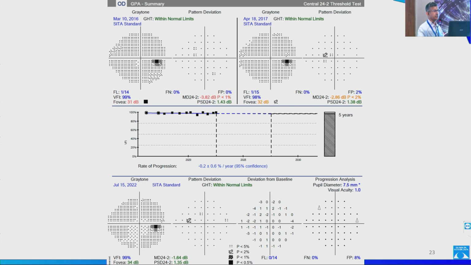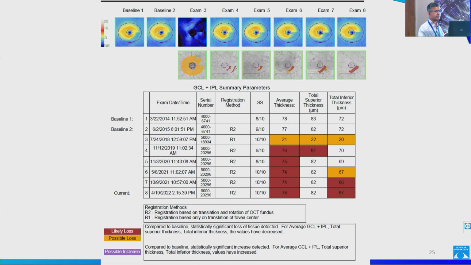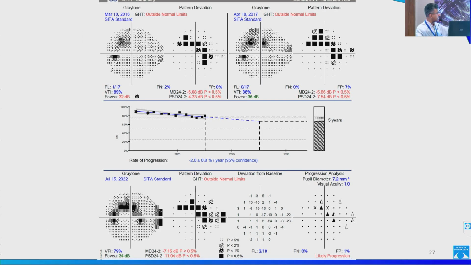This is what his visual field looks like. This is visual field over almost 8 years or so, and this is what his OCT looks like. You can see that the OCT is starting to show some changes in the inferior quadrant. The GCC is also beginning to show some changes in the inferior quadrant. This is the disc photos in the other eye, and here you can see he had field defects to start with, which are getting a little worse.